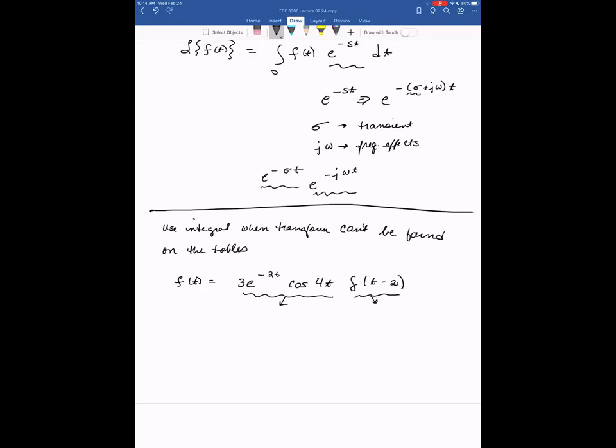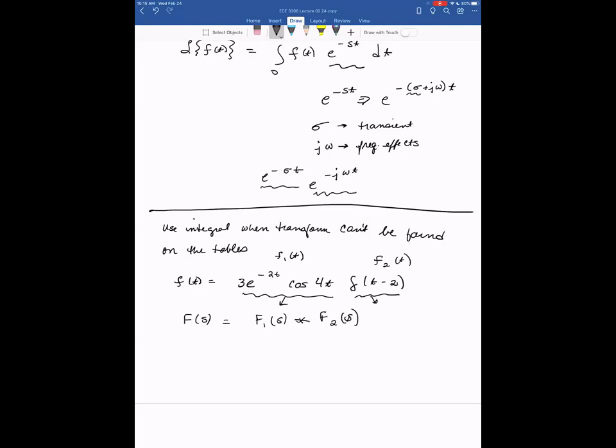In fact, if you call this f1 of t and this f2 of t, and you wanted to take the transform separately, then F of s is actually going to be the convolution in the s domain of F1 and F2. So multiplication goes to convolution and convolution goes to multiplication. So the transform of a product is not the product of the transforms. So it's not like addition. So we have to look for another way.